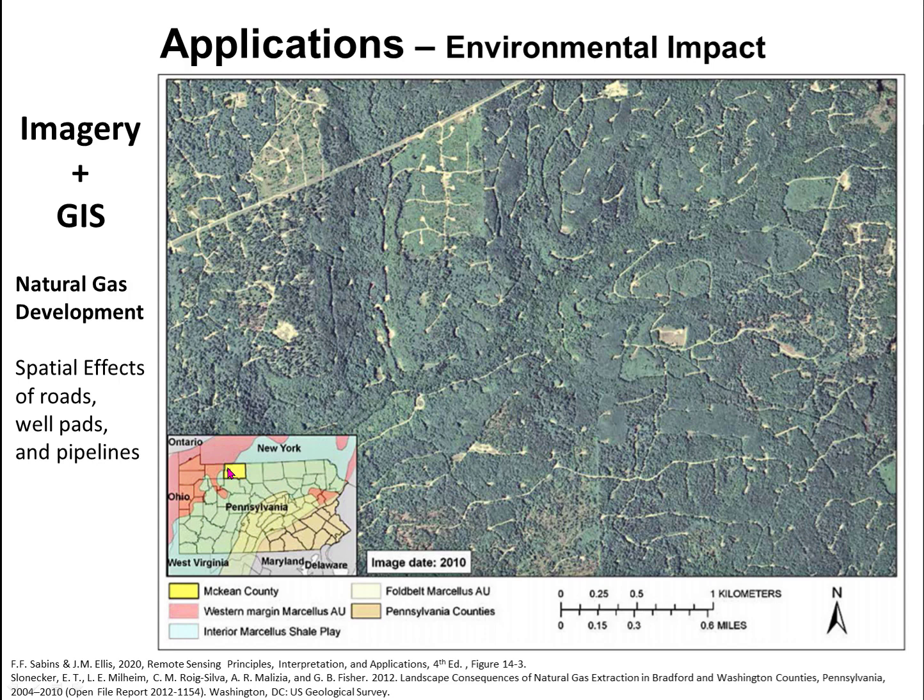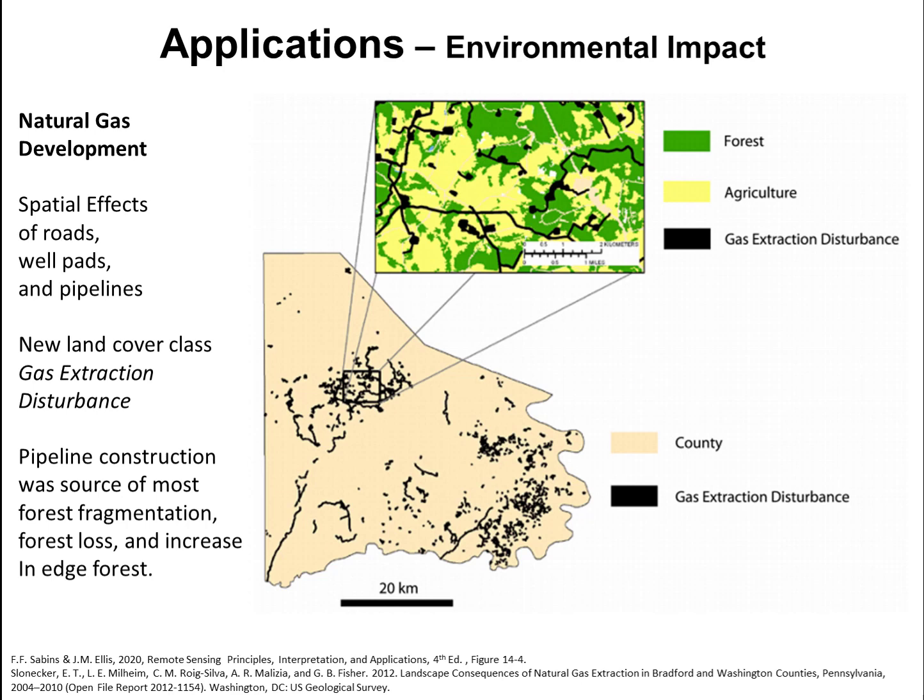And the USGS is looking at the spatial effects of roads, well pads, and pipelines on agricultural fields, on forests, on streams and rivers. And this is the map they developed. So we're in a county, we pull out this area. The green is forest, the yellow is agriculture, and the black is the new land class called gas extraction disturbance.